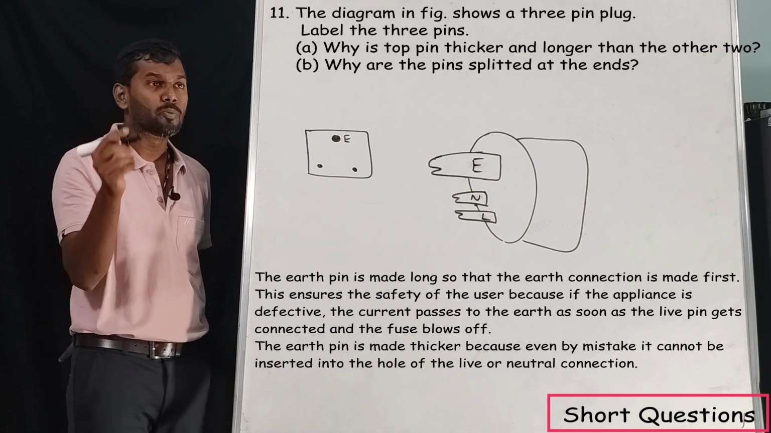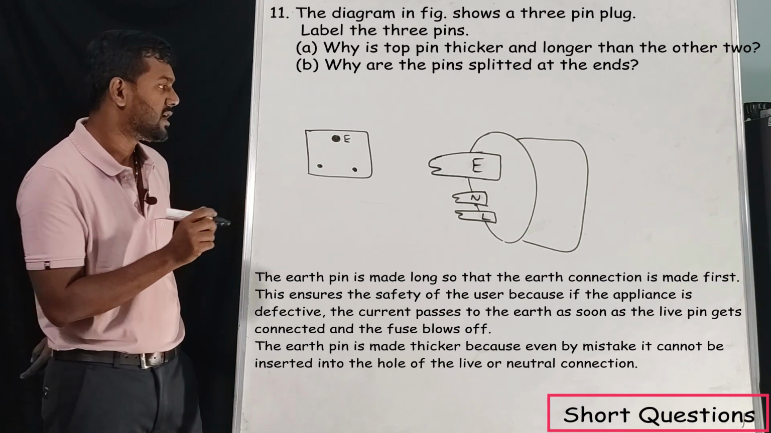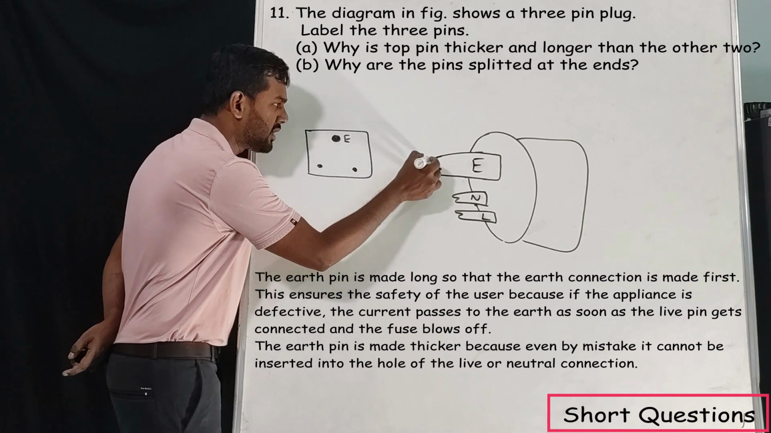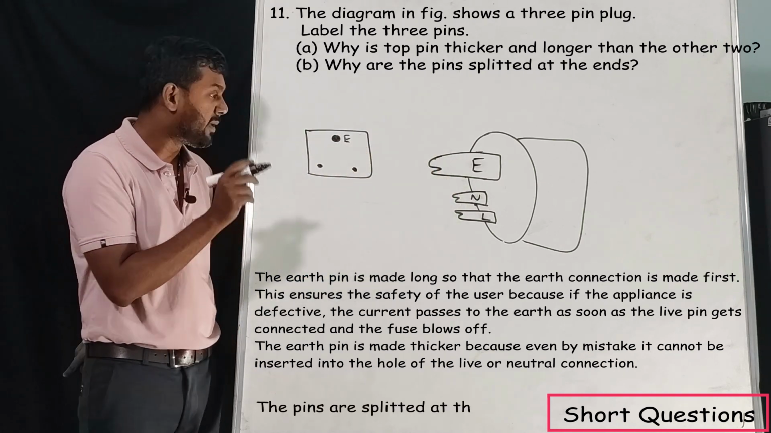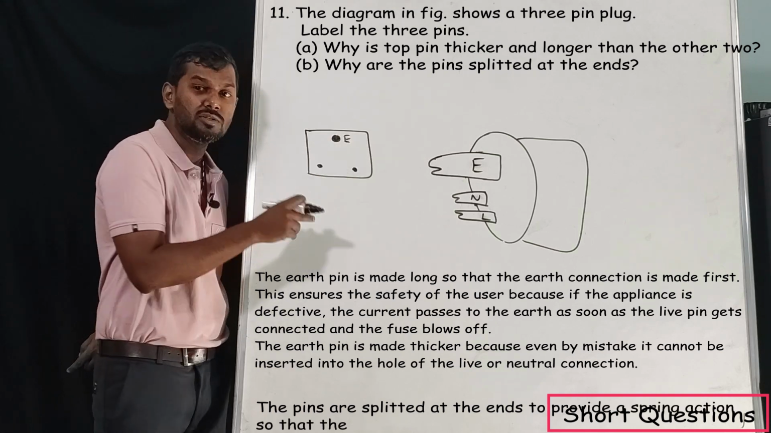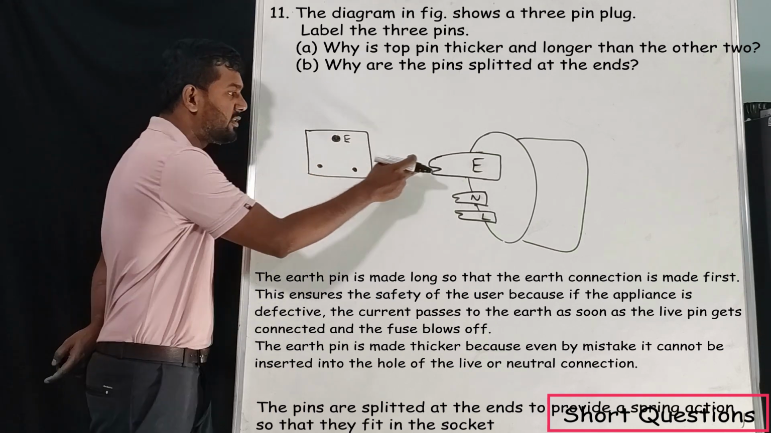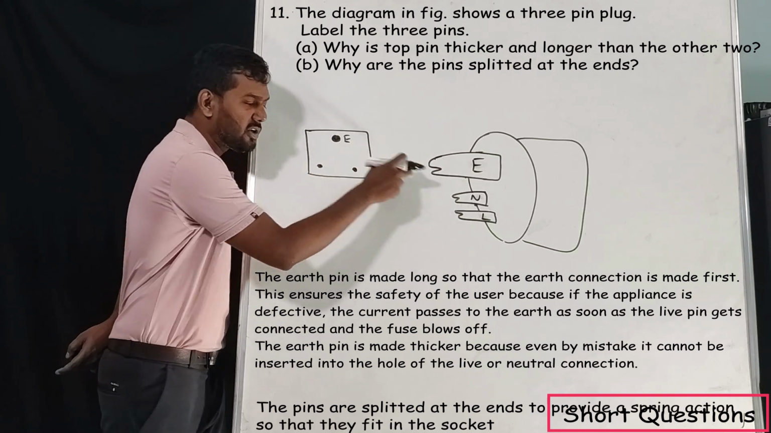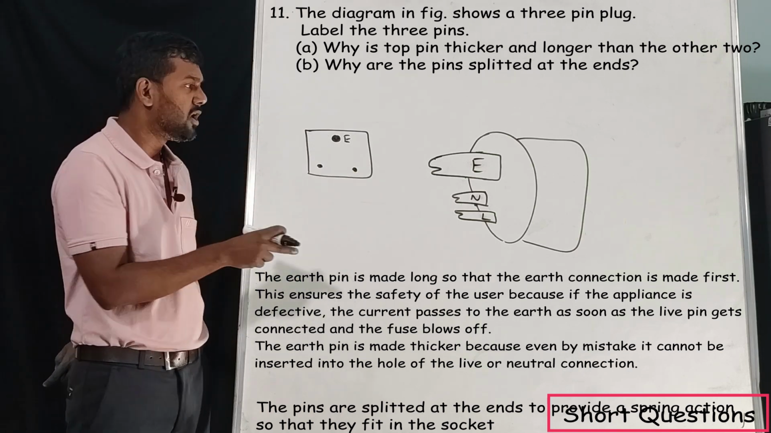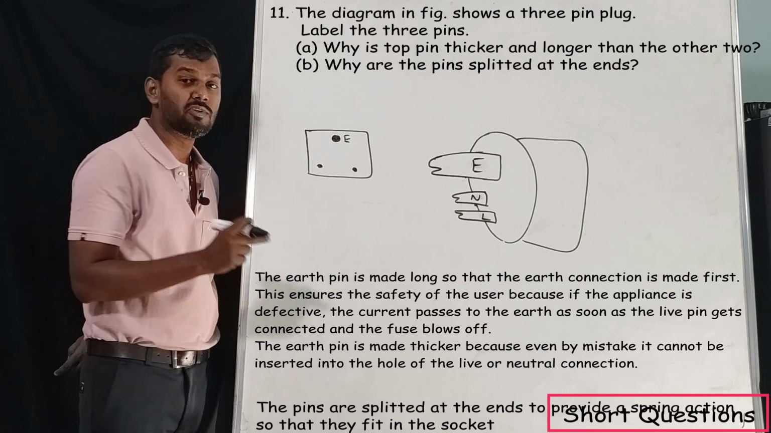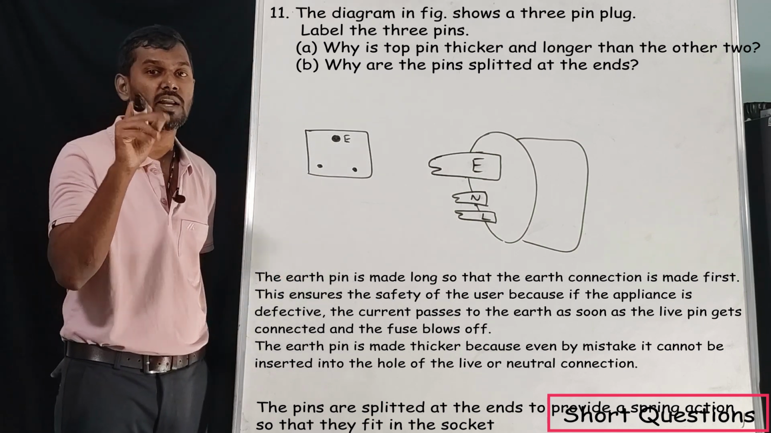Then why are the 2 pins split at the ends? See, like this. It is not completely a semicircle, right? It is split. Why? To make sure that it is fitted in the holes tightly. If these are not split, then there may be a loose connection. So this split connection will give us the connection in a very tight way.